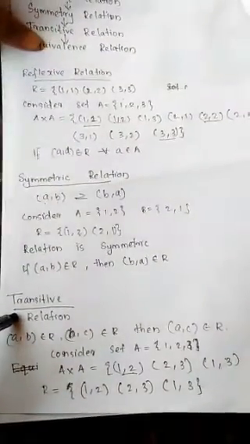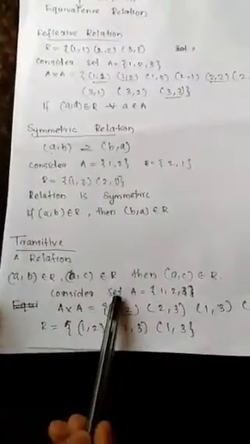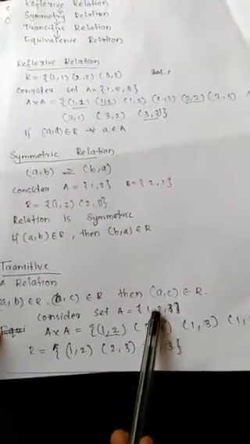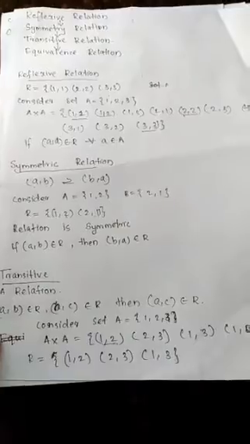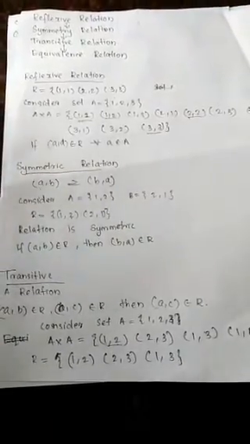For example, for clarification of this, consider set A equal to {1, 2, 3}. Then what is the Cartesian product? I have just written a little bit of these relations.